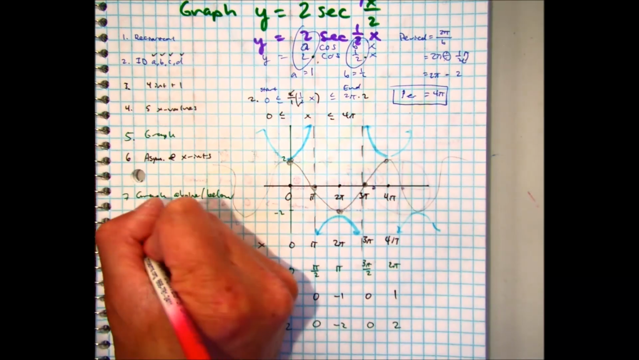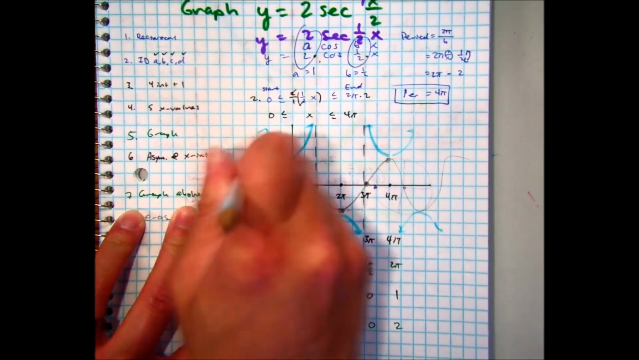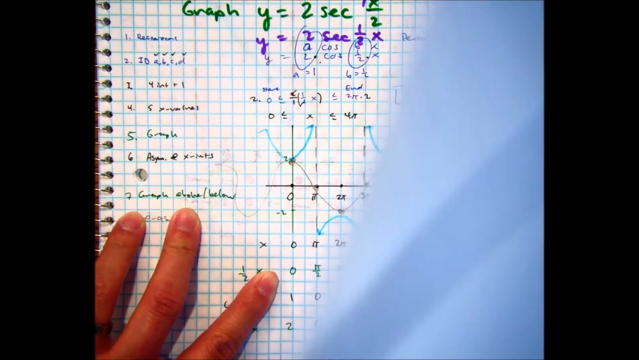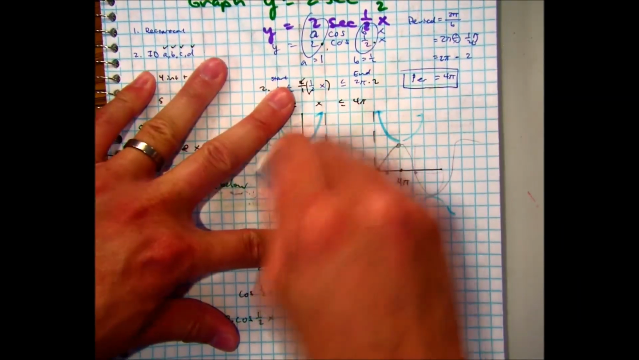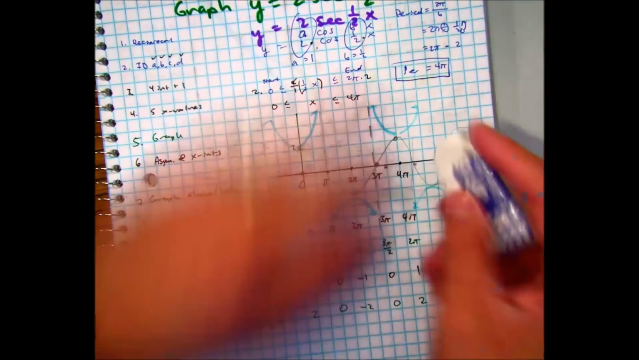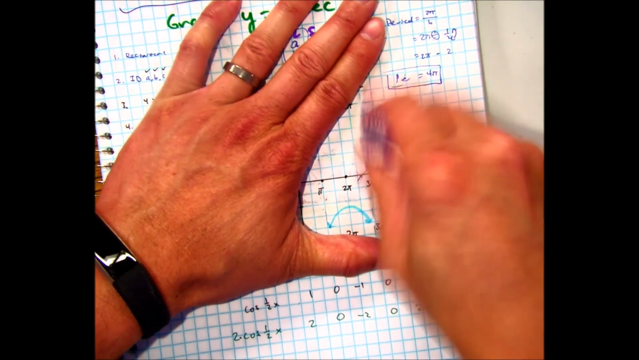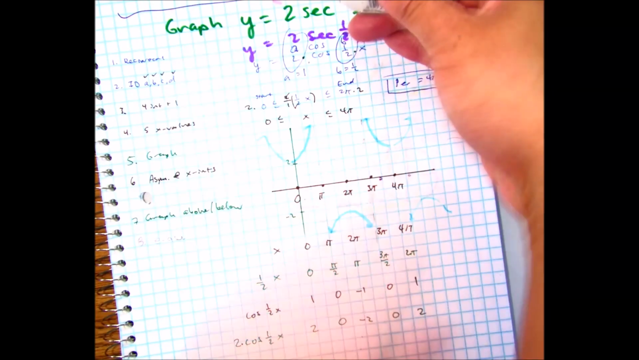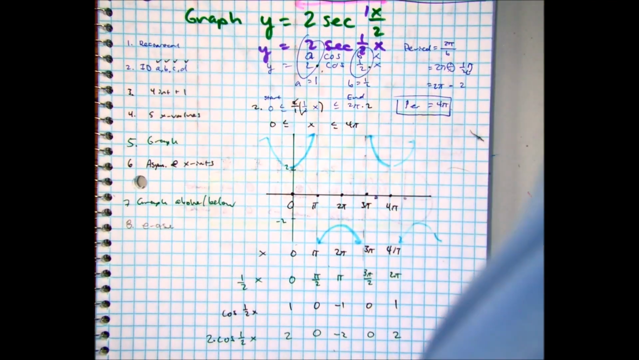Number 8. Let's go back and erase it. You can even erase the asymptotes. I do like this eraser. And this is our graph, y equals 2 times secant x over 2.